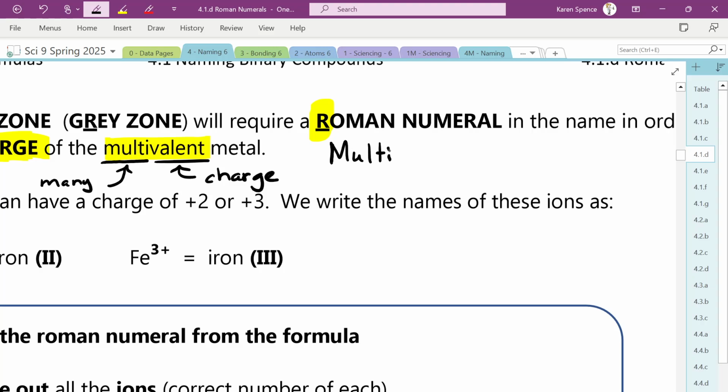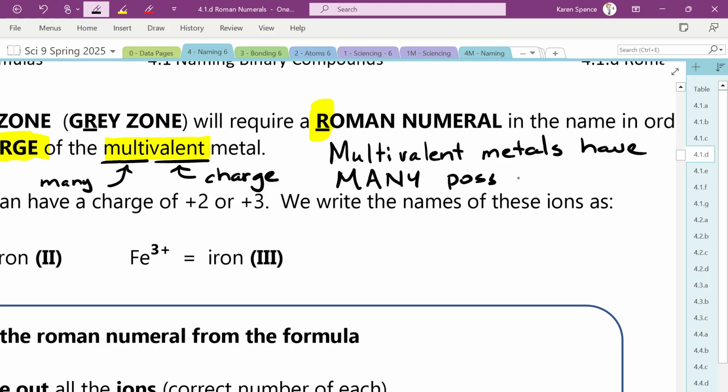Multivalent metals have many possible charges.